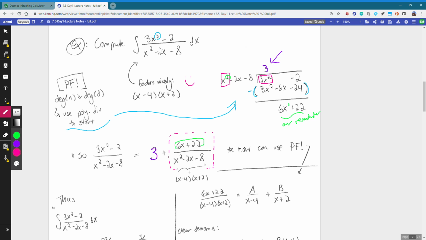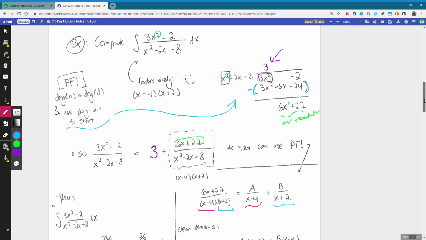And using the fact that our denominator factors into these two linear factors, partial fractions says that we can associate to each one of these linear factors a term. So to x minus 4, we get the A over x minus 4, and the x plus 2 gets the B over x plus 2. Just these constants because these factors are linear, they're degree 1. If one of these was an irreducible quadratic, we'd have to allow for a linear term up top, some Bx plus C or something like that.